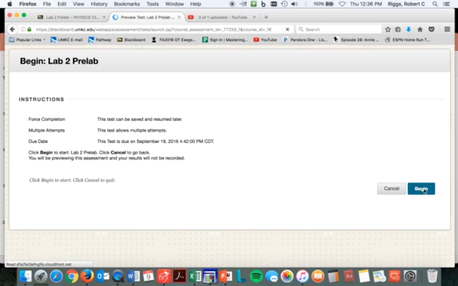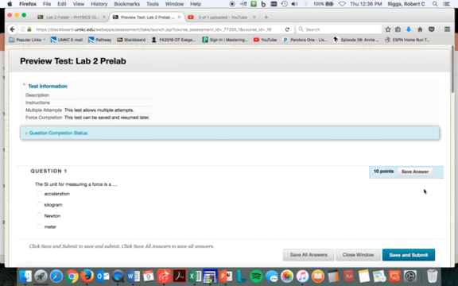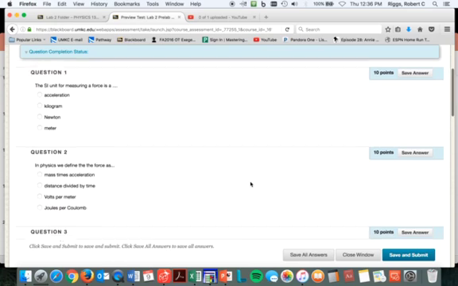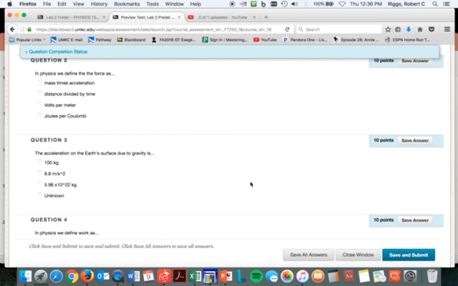We'll begin today. Okay. So what's the SI unit for measuring force? In physics, we define the force as, how do we define that? Okay, the acceleration on the Earth's surface due to gravity, which one of those? And this is in SI units. Okay, by the way, we know this isn't right, but that's the mass of the Earth. Just to let you know.